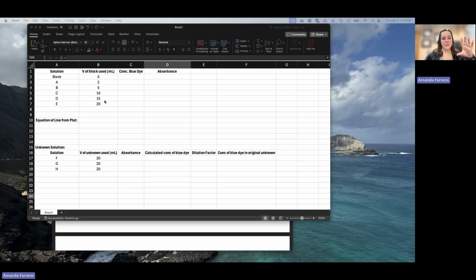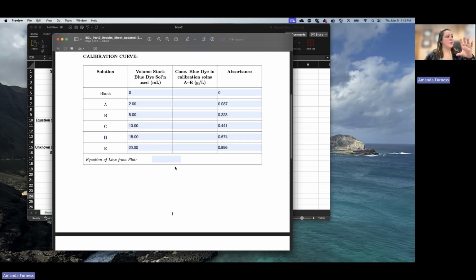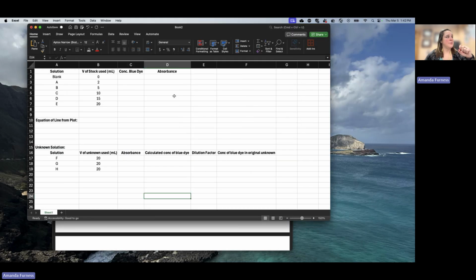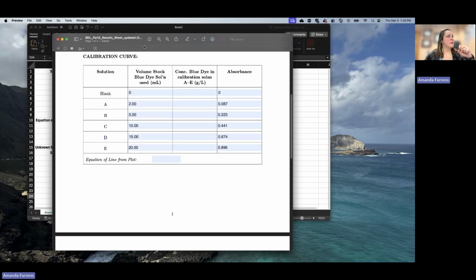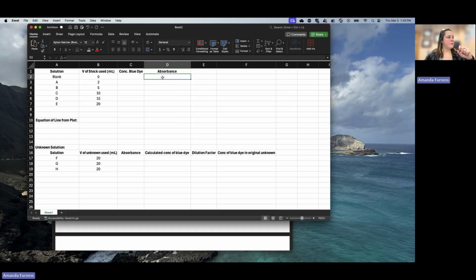This is the volume of the stock solution that I had. If I toggle back over here, you'll see, right, this is the volume of the stock solution. We're going to use Excel to calculate this column here. All right, and then I have the absorbance values. So let me just type these over here.